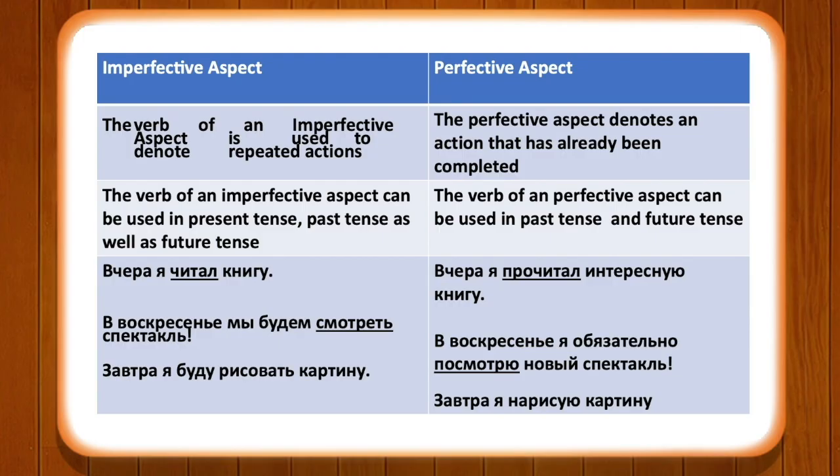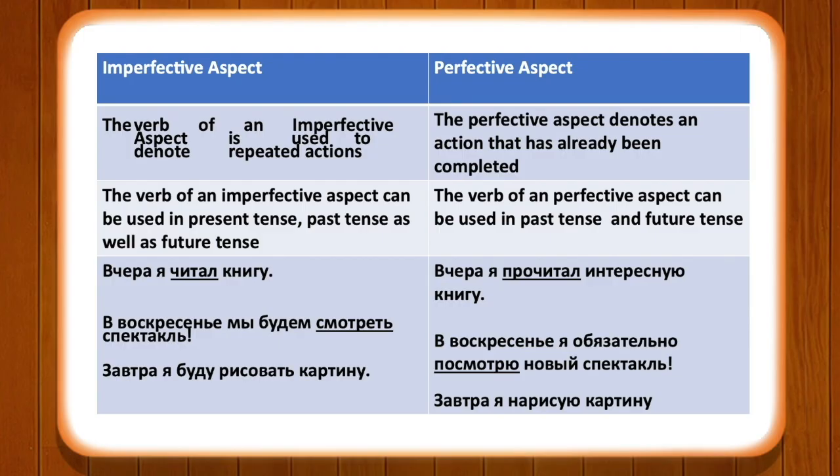В воскресенье мы будем смотреть спектакль. And with perfective, в воскресенье я обязательно посмотрю новый спектакль. So in the perfective aspect, we do not use the auxiliary verb, that is the compound future tense. For using the perfective verb in future tense, we simply conjugate the verb, since perfective verbs do not have present tense. So, в воскресенье мы будем смотреть спектакль, and в воскресенье я обязательно посмотрю новый спектакль.